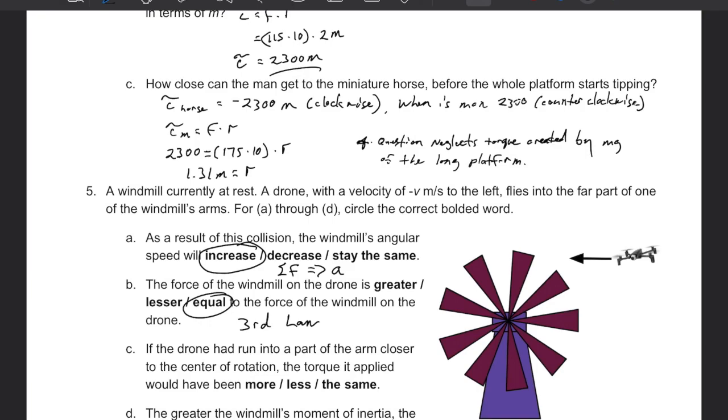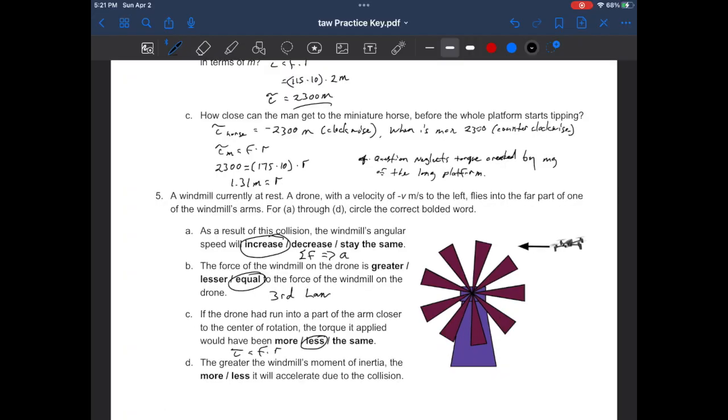If the drone had to run part closer, how is the torque going to be compared? It's going to be less, because torque is force times radius. You reduce the radius, you reduce the torque. The greater the windmill's moment of inertia, the less it will accelerate due to the collision, because I resists change. And if you increase I, you're going to have less change.